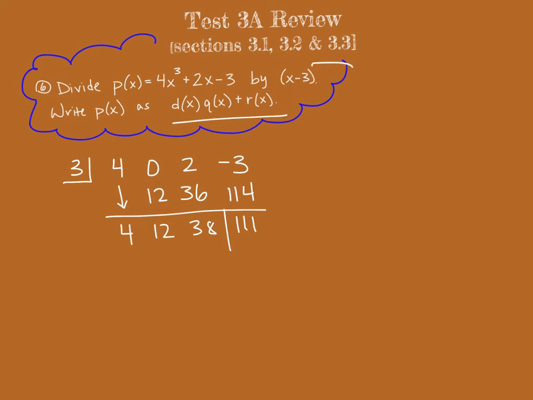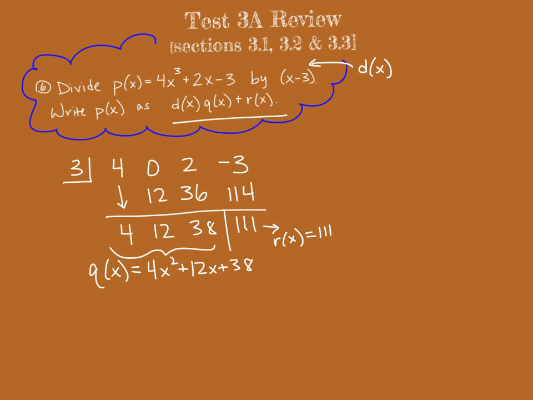Now recall that what we're dividing by is d of x, our divisor. The original polynomial is p of x. Q of x is the quotient. So our quotient here, because we started with a cubic, we go down to a quadratic: 4x squared plus 12x plus 38. This right here is our remainder.